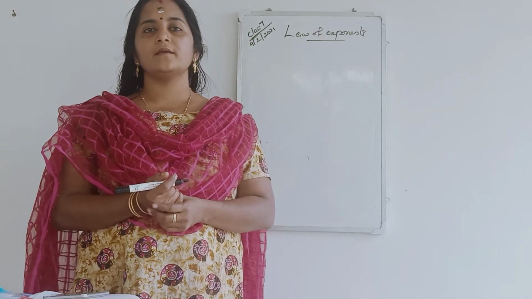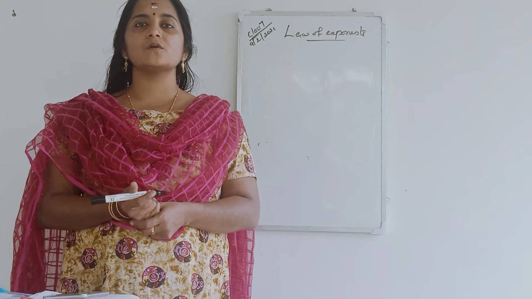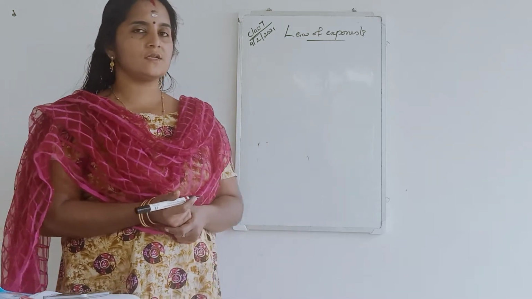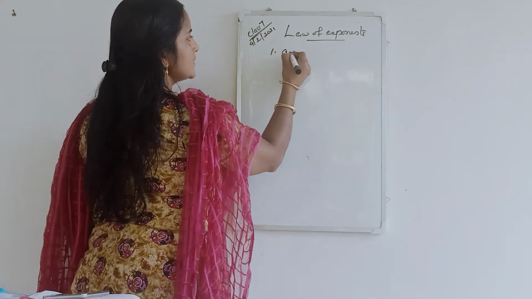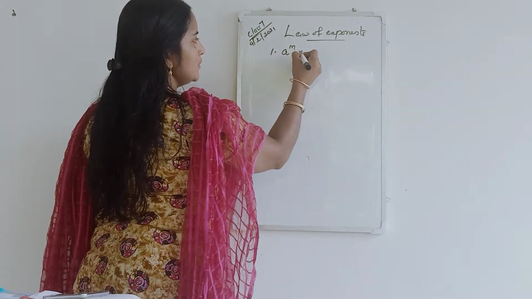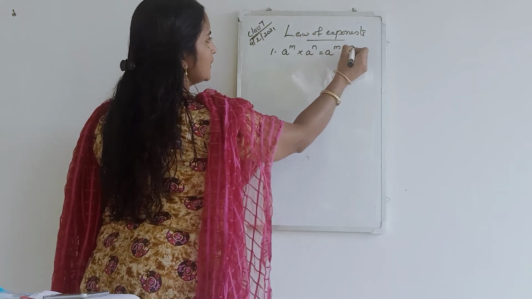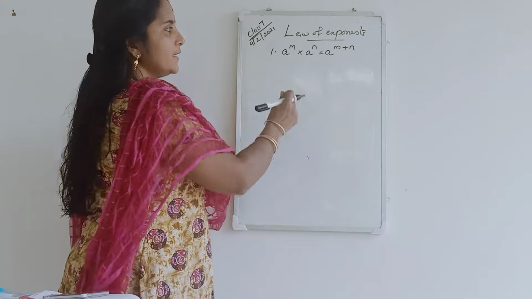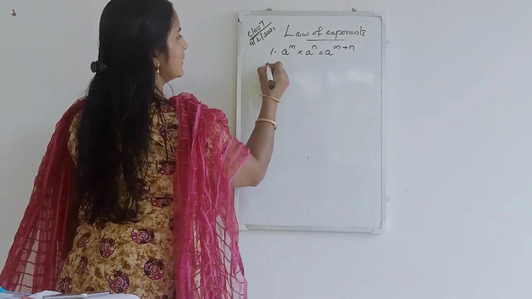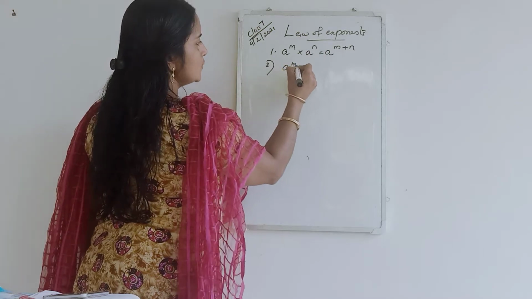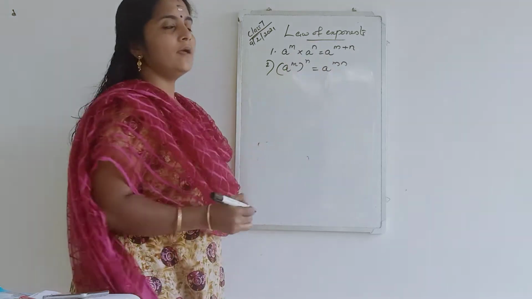Today we will discuss problems related to the laws of exponents. In the last class we discussed the laws of exponents, and the first one is a raised to m into a raised to n equal to a raised to m plus n. That is, if the bases are the same, then we can add the exponents. Then the second one is a raised to m the whole raised to n equal to a raised to mn.